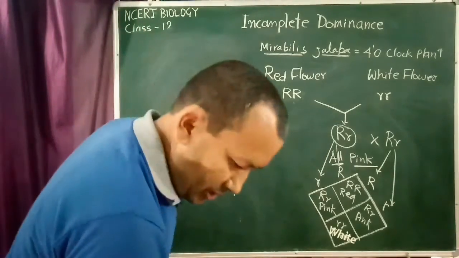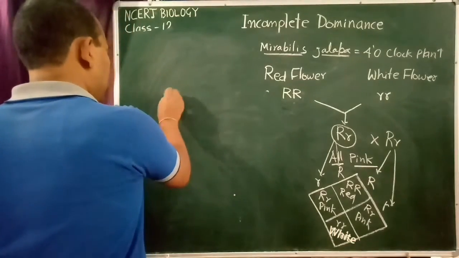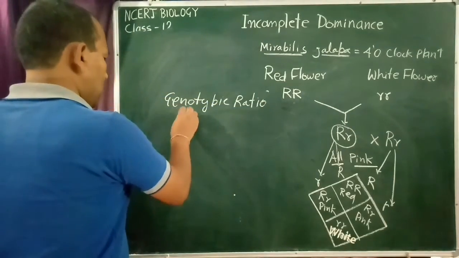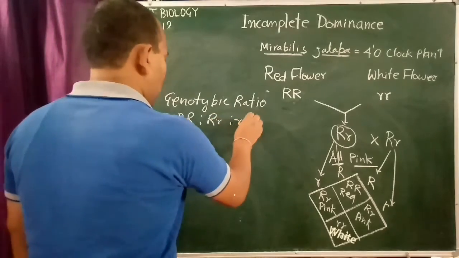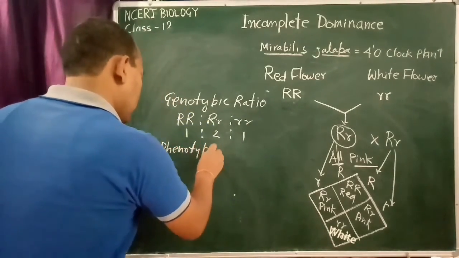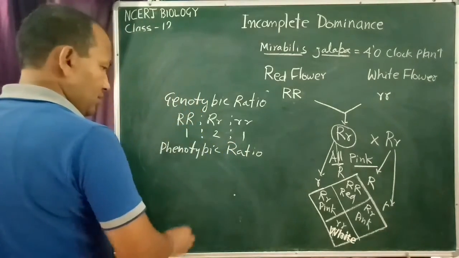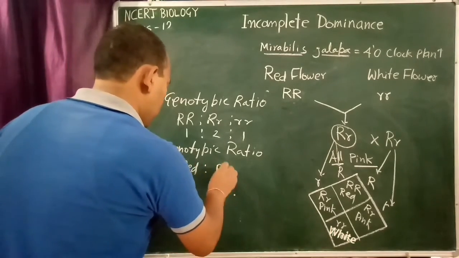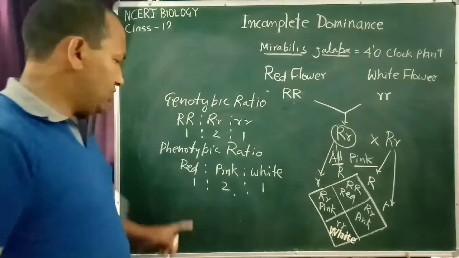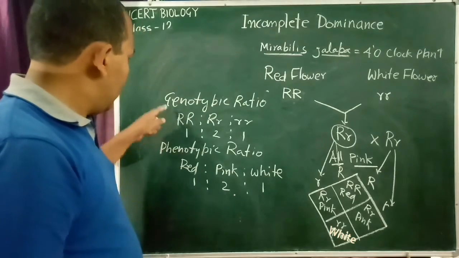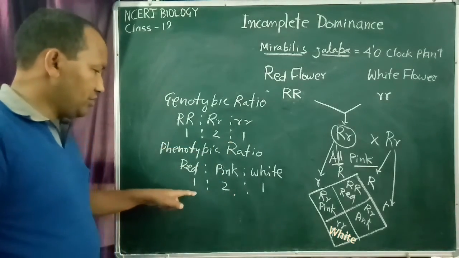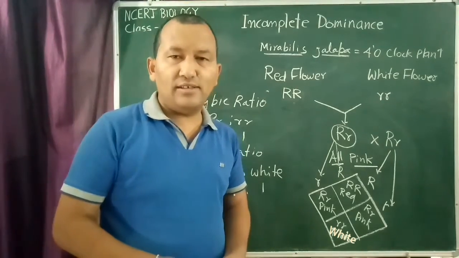The ratio in case of incomplete dominance in F2 generation: the genotypic ratio is RR to Rr to rr, 1:2:1, and the phenotypic ratio is red to pink to white, 1:2:1. So this is the deviation from the law of dominance. Here you see the genotypic ratio and phenotypic ratio are similar. Here 1:2:1, here also 1:2:1. So this is the deviation from Mendel's first law, that is the law of dominance.